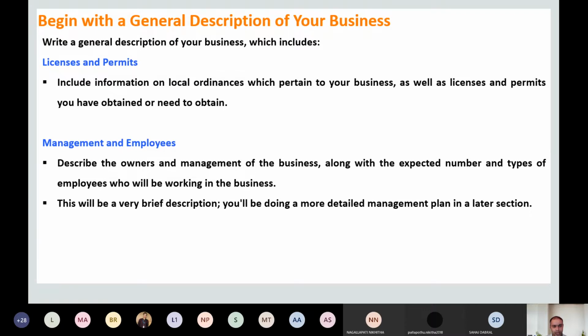Then you have to understand how many employees are required to manage the business, and how many employees are required to run the business. So both are different. You are going to mention your labor, and you are going to mention the management team. And it would be very good if you could develop a hierarchy, like who will report to whom.